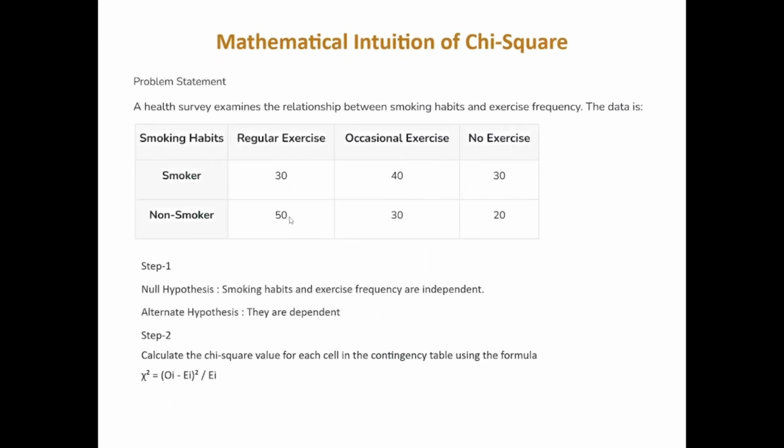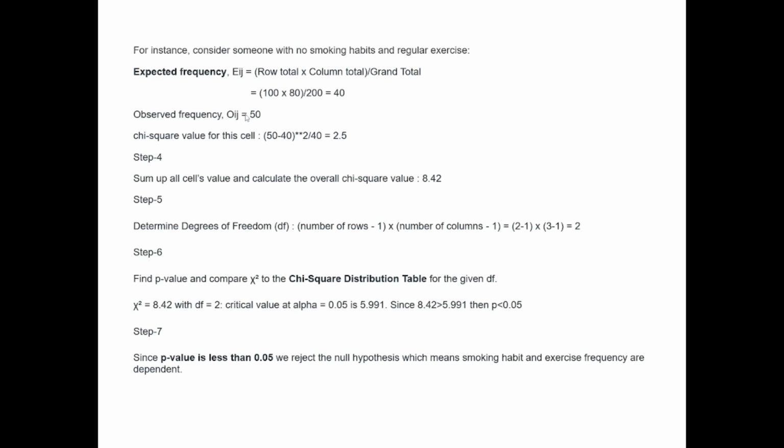Sorry, I was actually calculating for the non-smoker and regular exercise category, but mistakenly I said smoker and regular exercise category. No issues, you can do it for any cell, but I have shown it here for non-smoker and regular exercise. So here my observed frequency, as I showed you, is 50. Now I can calculate the chi-square value easily.